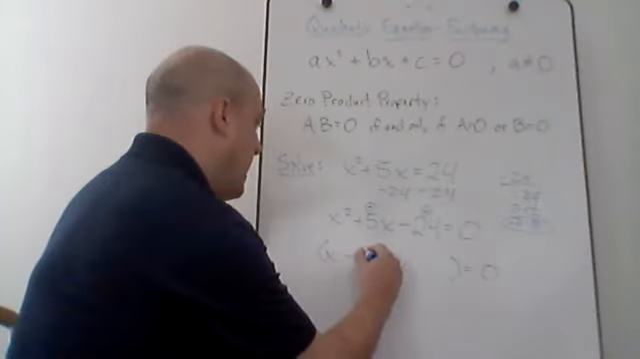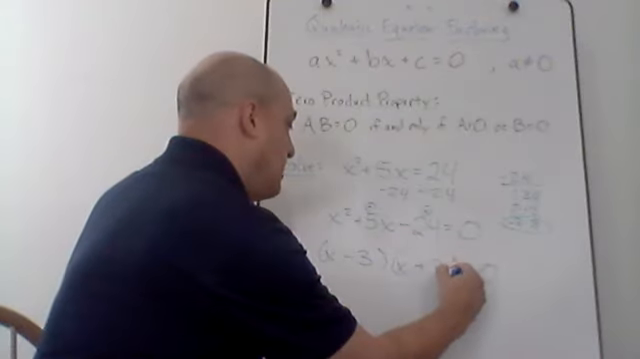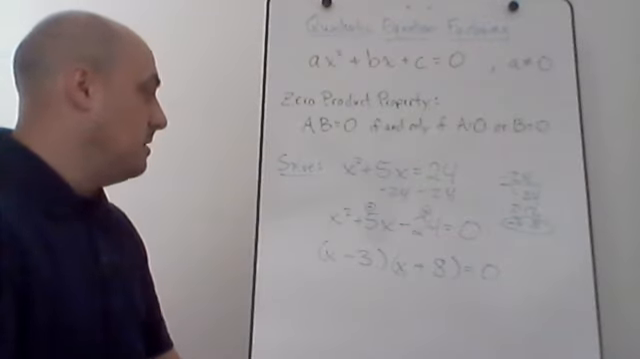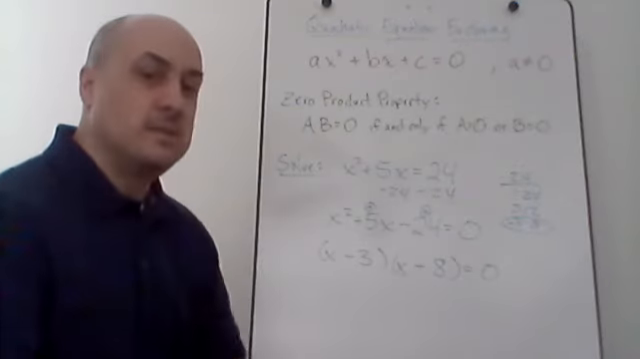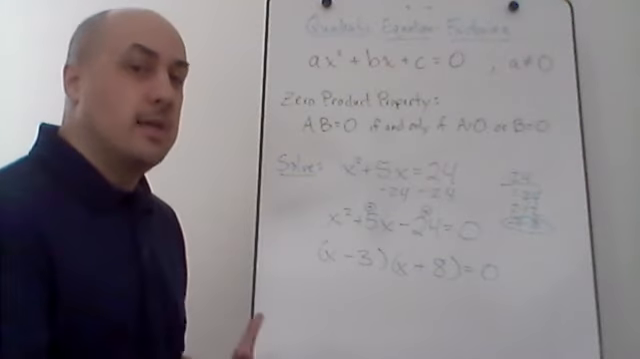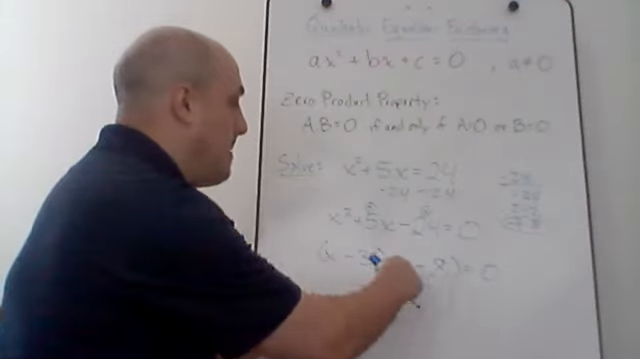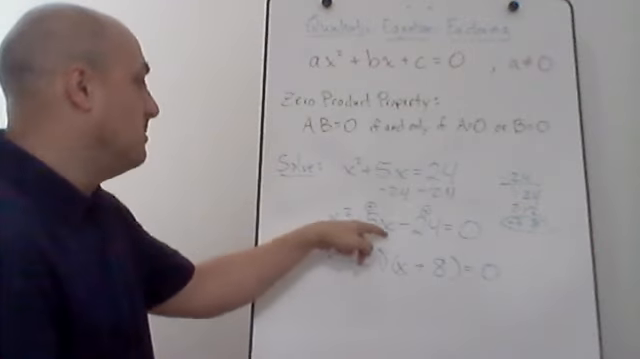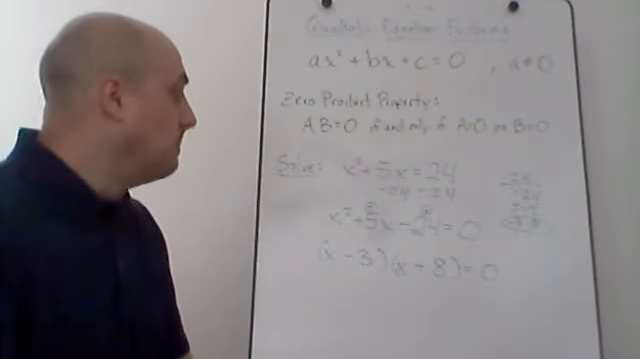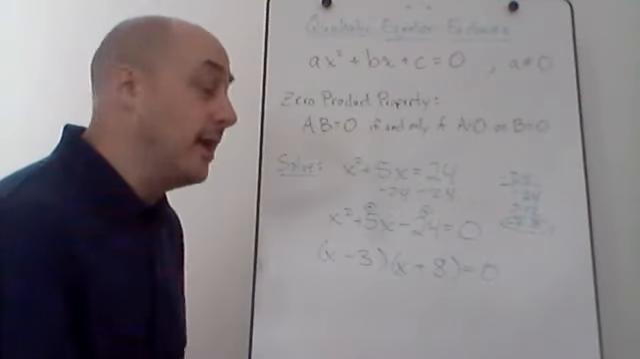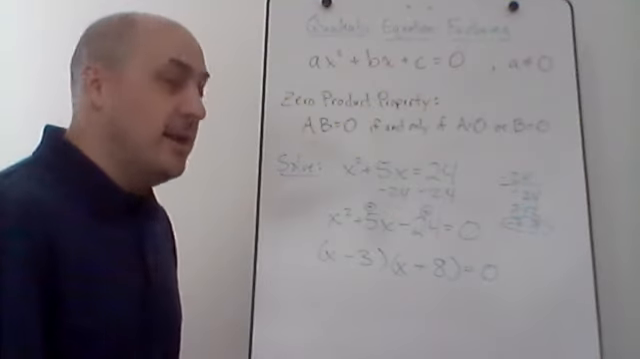So I get x minus 3 and x plus 8 as my factors. x minus 3 times x plus 8 is going to equal 0. And just like with any other type of factoring, if you want to double check, just FOIL it back together and make sure that it equals x squared plus 5x minus 24. If you do that, you'll see that it does check out. So we've done our factoring.